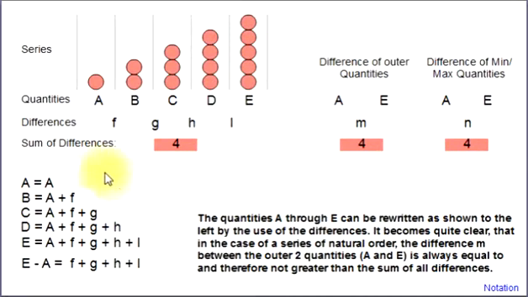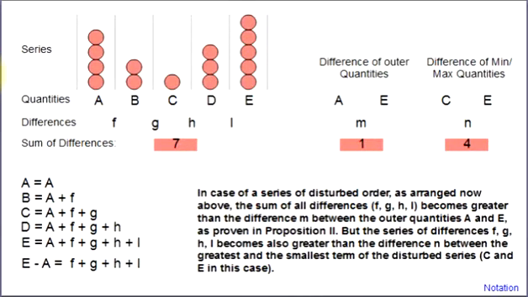And in the case of the disturbed series, we arrange the series now so that you have a section which is descending and then it's going up again, ascending, in the same range of the whole series. That means the series is of a disturbed order. And in the case of the disturbed order, the sum of all differences F, G, H, and L becomes greater than the difference M between the outer quantities. And we point this out in this example here.